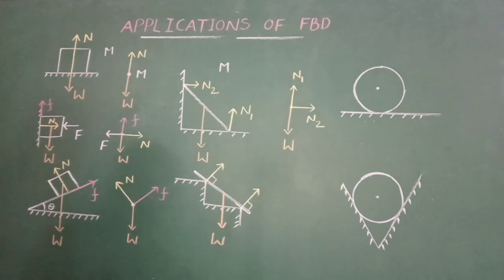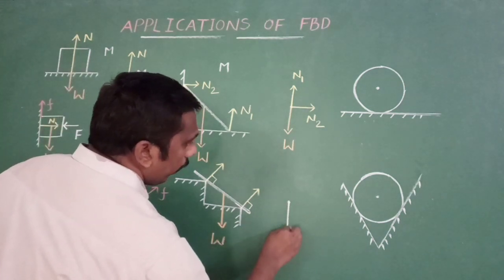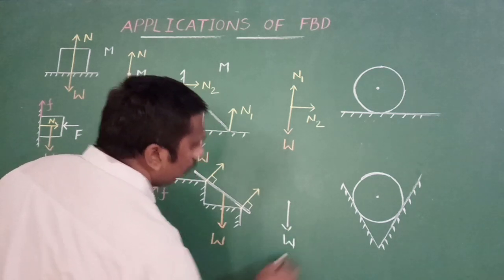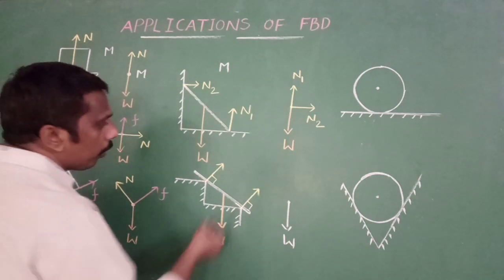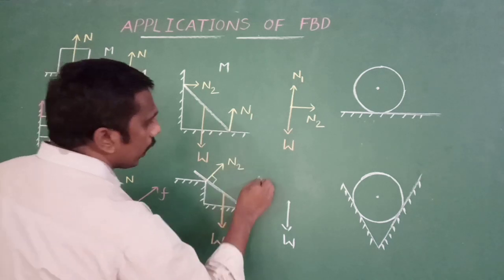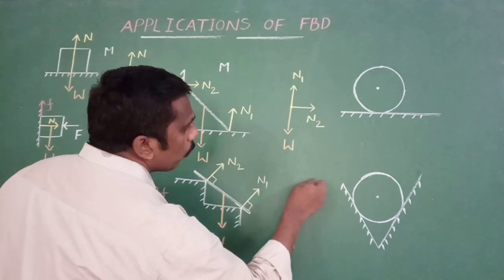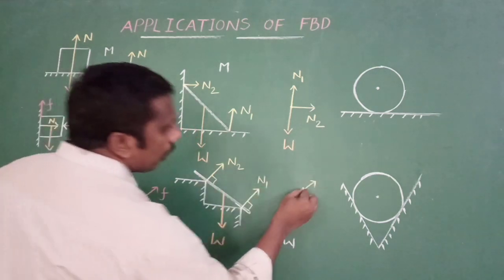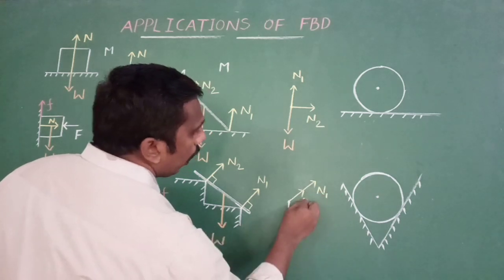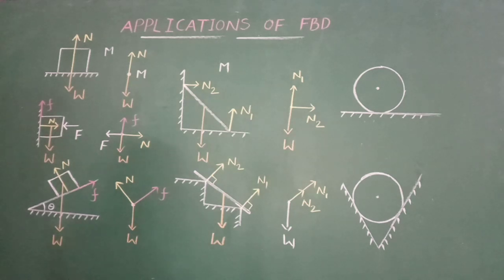In this case, you draw the free body diagram here. Weight of the object is acting downward, and here if you observe two normal reactions, this one is taken as N2 and this one is taken as N1. Now these two are almost parallel, that's why both are in the same direction. This is N1 and another one is taken as N2. They are acting like this, two normal reactions.